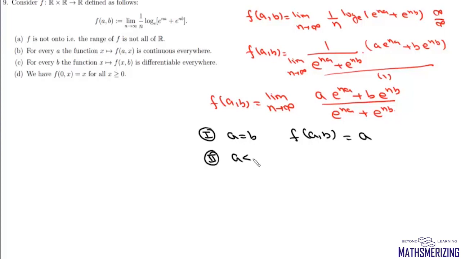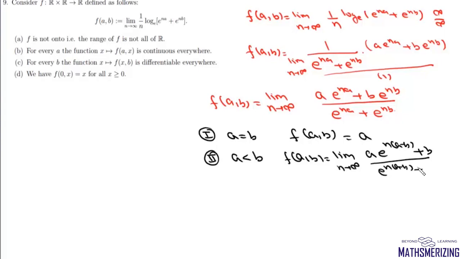We'll take the second case, when suppose a is less than b. Then in that case we can write this function f(a,b) as the limit as n tends to infinity, and we'll divide everything by e^(nb). Then we can write (a e^(n(a-b)) + b) / (e^(n(a-b)) + 1). Now this a minus b is less than 0, and e to the power minus infinity is simply 0. In that case this expression will be 0, so we can write this f(a,b) as simply b.